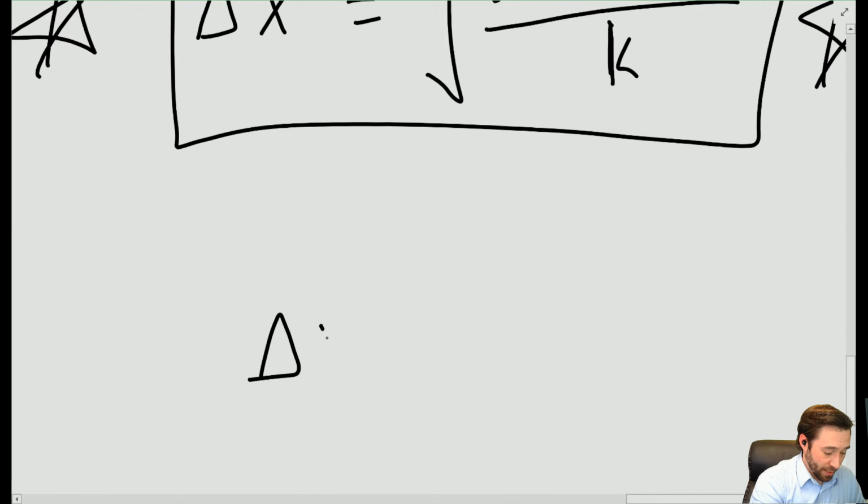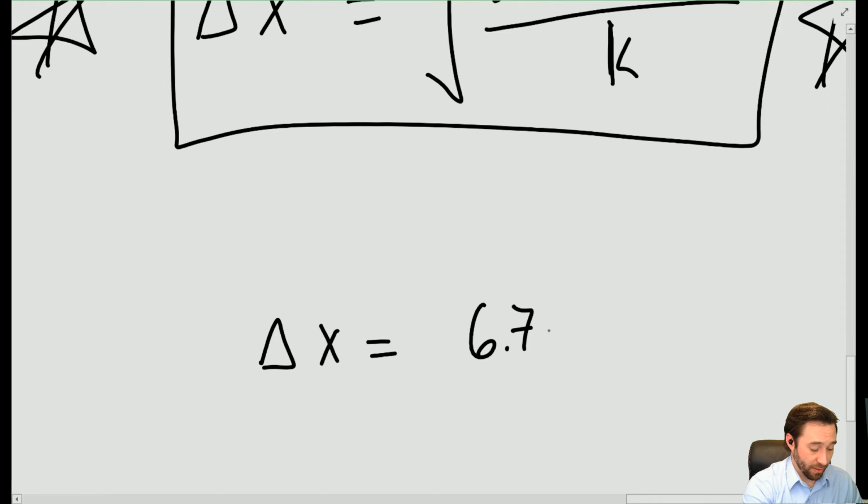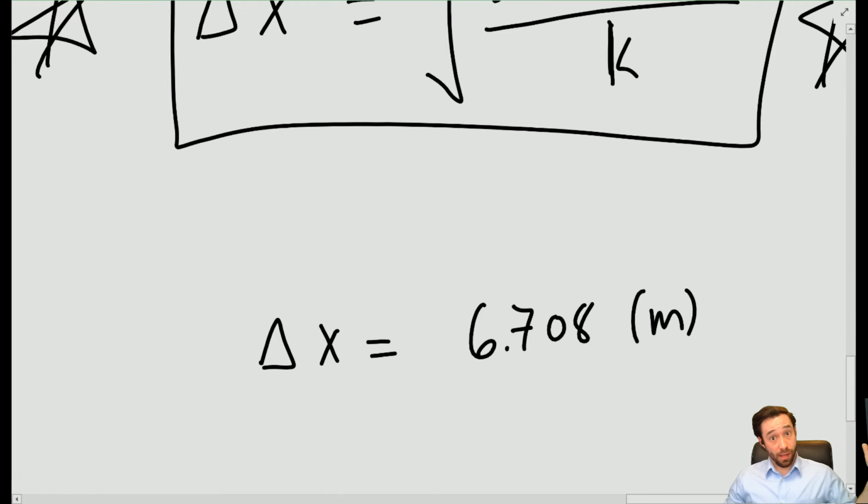is, so delta X, how much the spring is being compressed, is a total of 6.708 meters. So that's a lot. That's a super long spring that's being compressed. So realistically, this wouldn't actually happen. I'm not going to get into that.